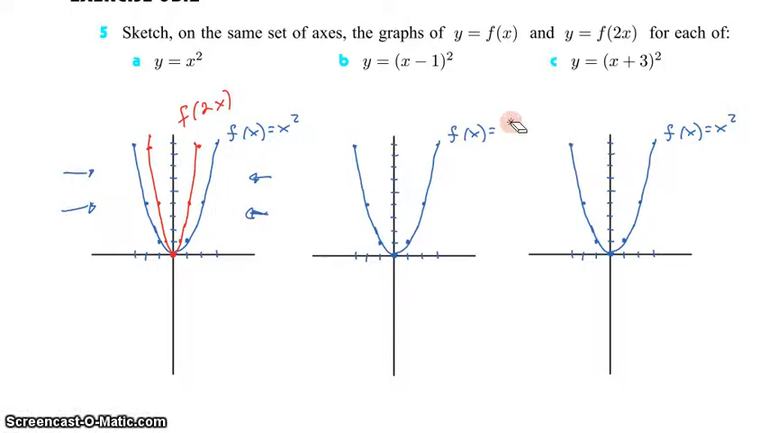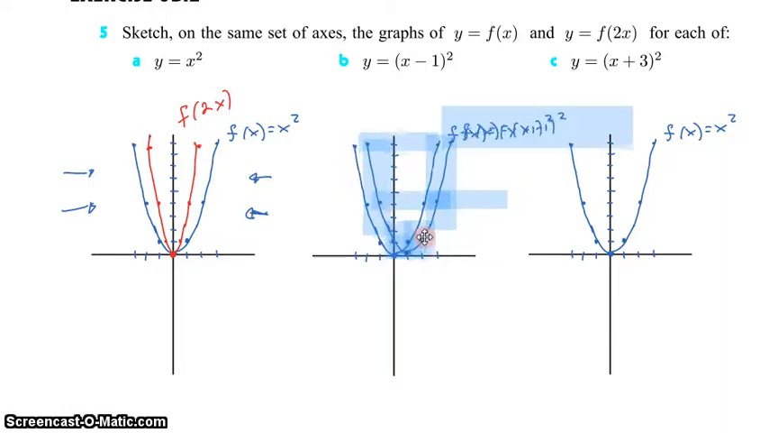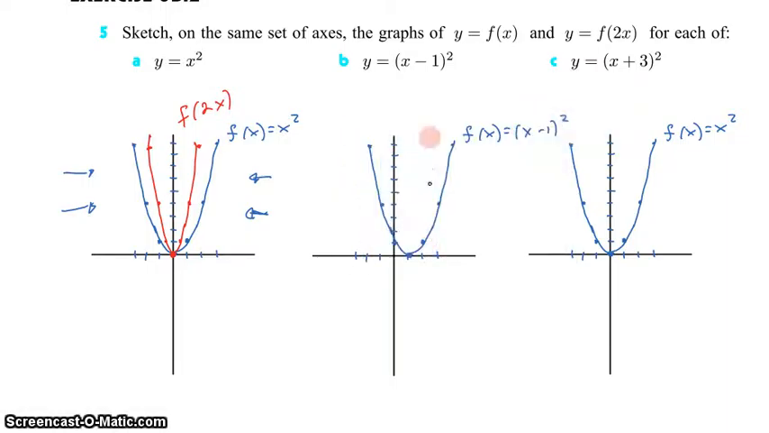Well, what if we have not x squared, but x take 1 squared? We still have a parabola, but it's not the exact same parabola. It's shifted horizontally by 1 unit. So let's grab the function and shift it in the positive direction 1 unit. The negative sign in here means shift in the positive direction.